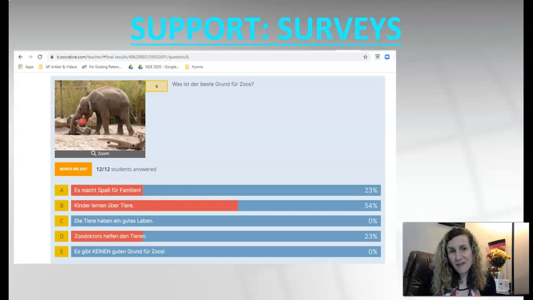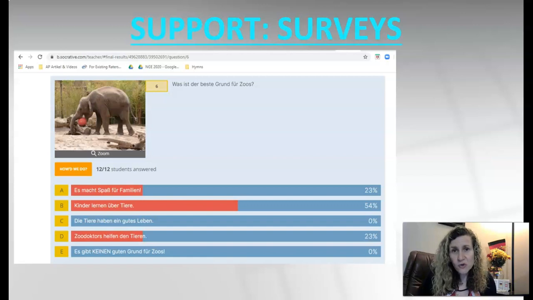So again, with my novice learners, we had looked at the topic of zoos, and this question asks, in your opinion, what is the best reason to have zoos? And you will see answer choice C, 0% of my students think that the best reason is because animals have a good life in zoos. 0% said there's no good reason for zoos. Everybody thought, yeah, maybe zoos have some positives and some advantages. The majority, 54%, like the fact that children learn about animals, so the educational purpose.